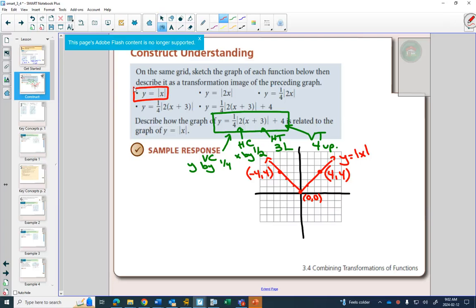And then what we're going to do is, first of all, make a note off to the side that's very important. Is that the order matters. Because we have two things that happen to y. We have to multiply our y's by a quarter, and we have to add 4 to them. And if you do them in the wrong order, you're going to get the wrong graph. Now the order is really easy.